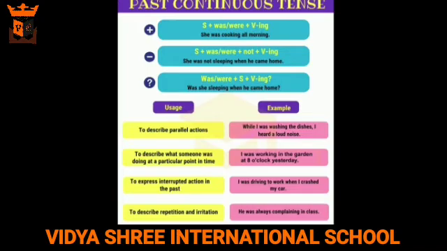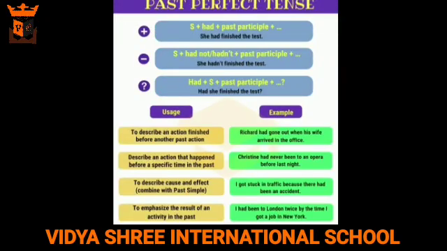Clear? Now, where do we use past perfect tense? And what is its form? Its form in affirmative is subject plus had plus past participle form of verb. In negative, it is subject plus had not plus past participle form of verb. And in interrogative, it is had plus subject plus past participle.